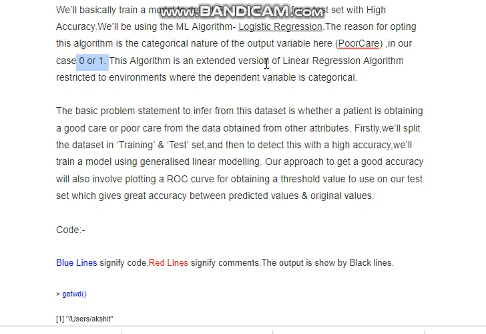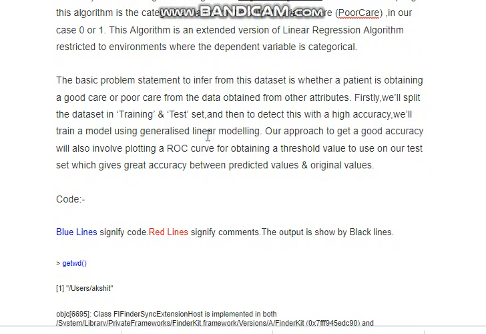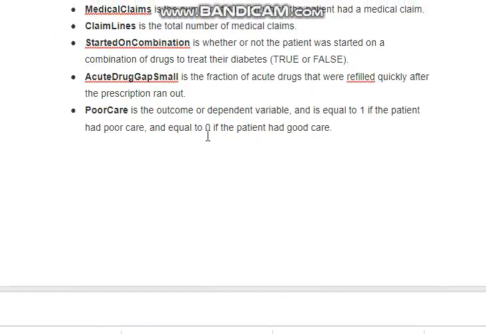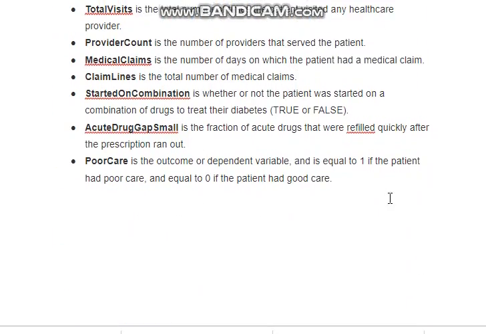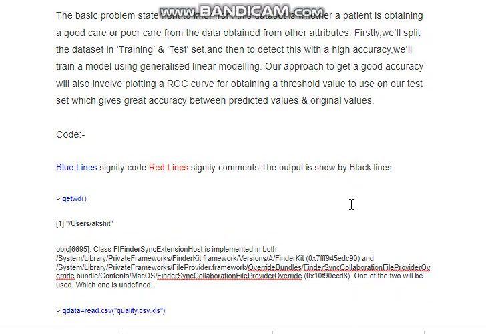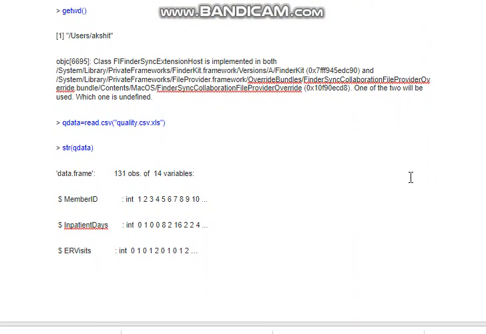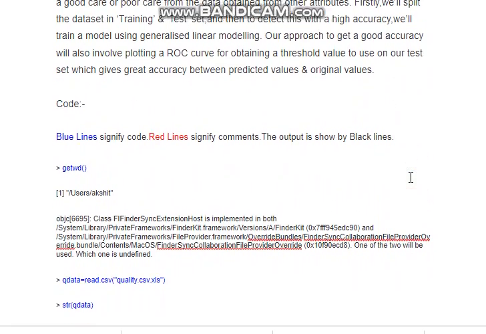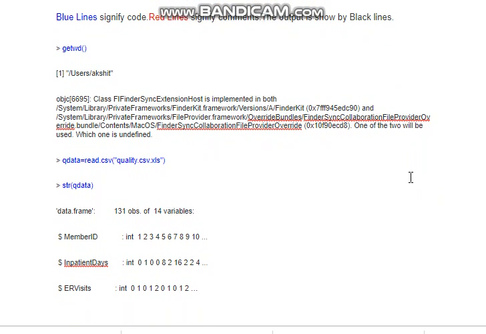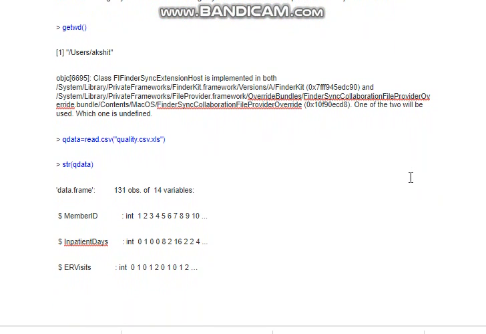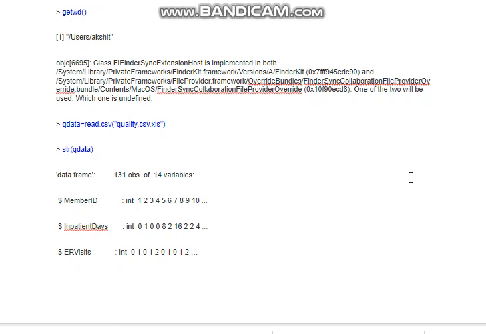Logistic regression is also important because it is an appropriate regression analysis to conduct when the dependent variable is binary. Like all regression analysis, logistic regression is a predictive analysis, and it is used to describe data and to explain the relationship between one dependent binary variable and one or more nominal, ordinal, interval or ratio level independent variables. Sometimes logistic regression is difficult to interpret.